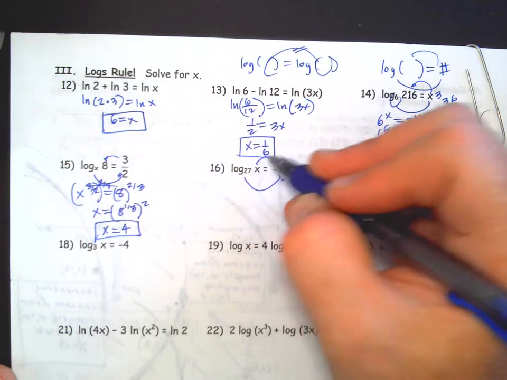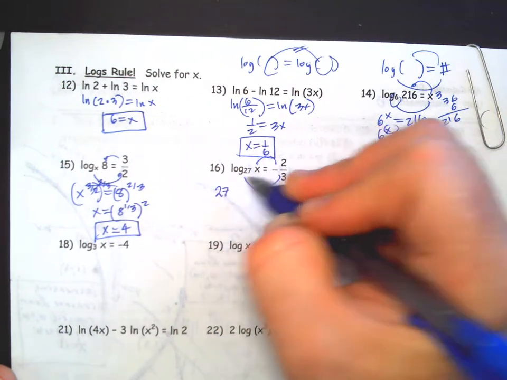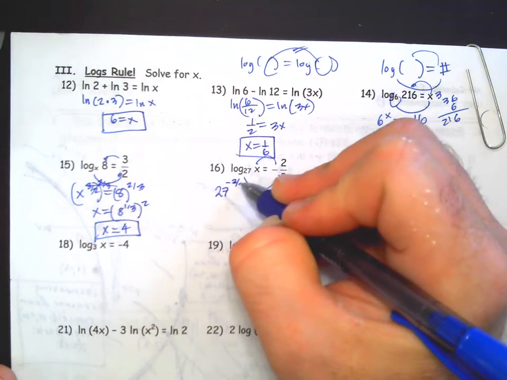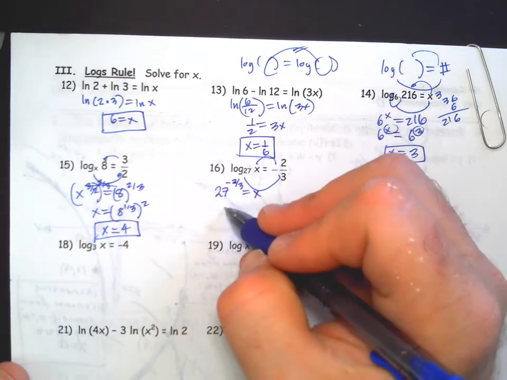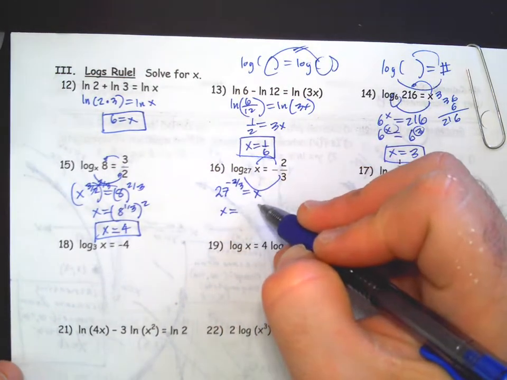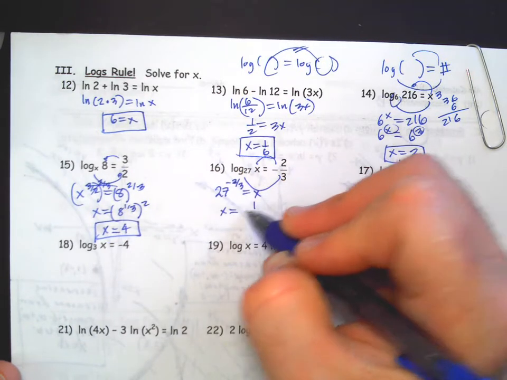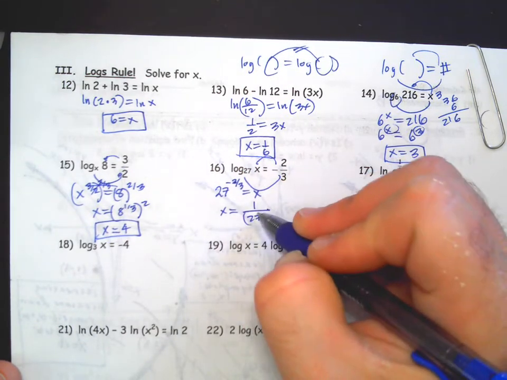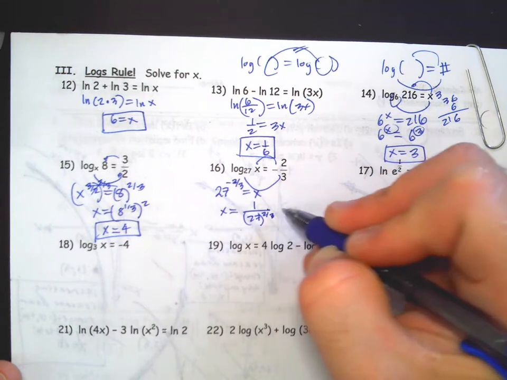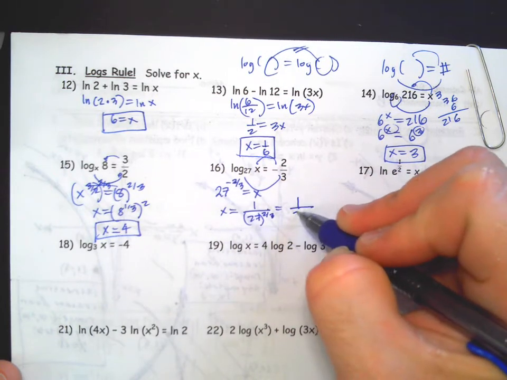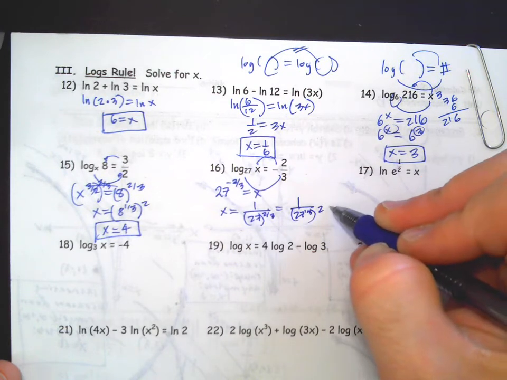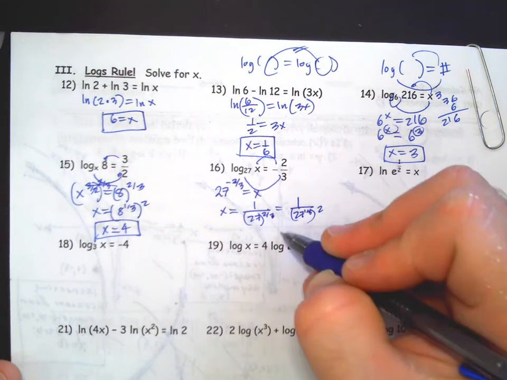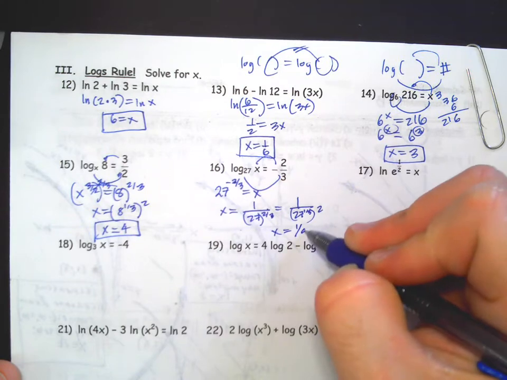Okay, change this one to an exponential equation. And then that's pretty much the answer, except that we can write it nicer. So this is going to be the same thing as 1 over 27 to the 2/3, right? Which is 1 over 27 to the 1/3, and then squared. So cube root of 27 is 3, squared is 9. So x equals 1/9.